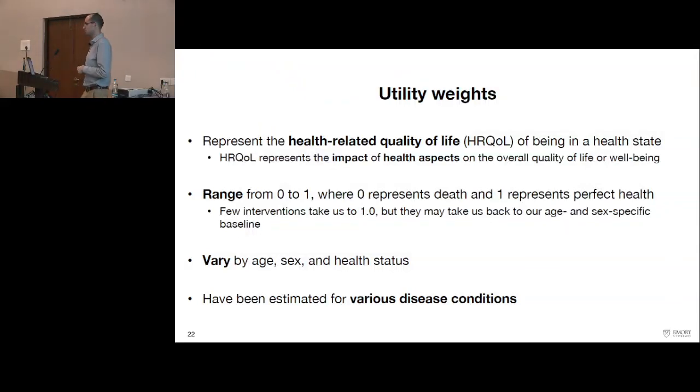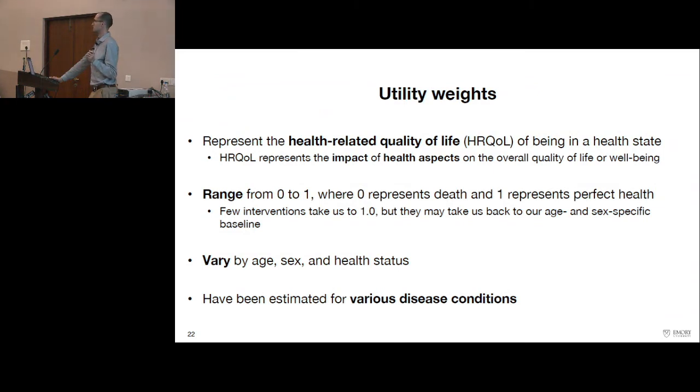They usually range from 0 to 1, where 0 represents death and 1 represents perfect health. Just be aware that only very few interventions can take you back to a quality of life equal to 1. Especially older people can hardly ever get to perfect quality of life. But certain interventions can at least get the patient to their expected quality, given their age, sex, demographics, socioeconomic status, and so on.